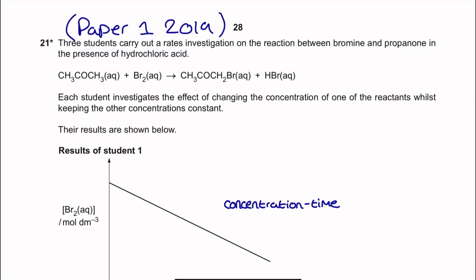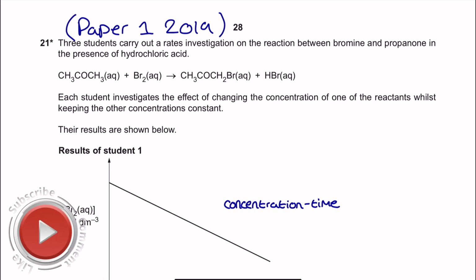Hi everyone, we're back here on the OCR specification in A-level chemistry, this time looking at paper 1 from 2019, and we have another level of response question here, and this one is about rates of reaction.